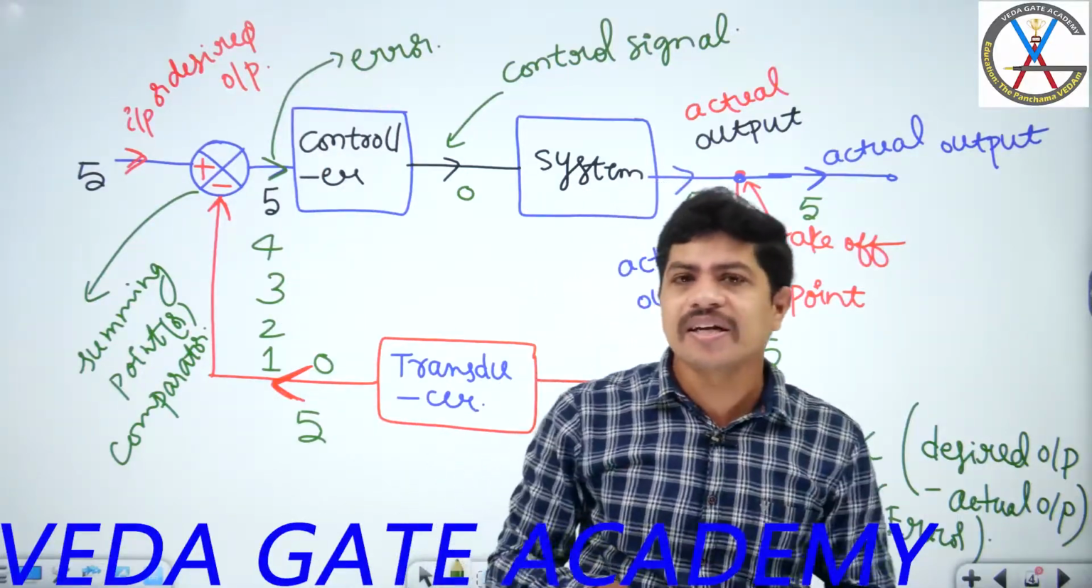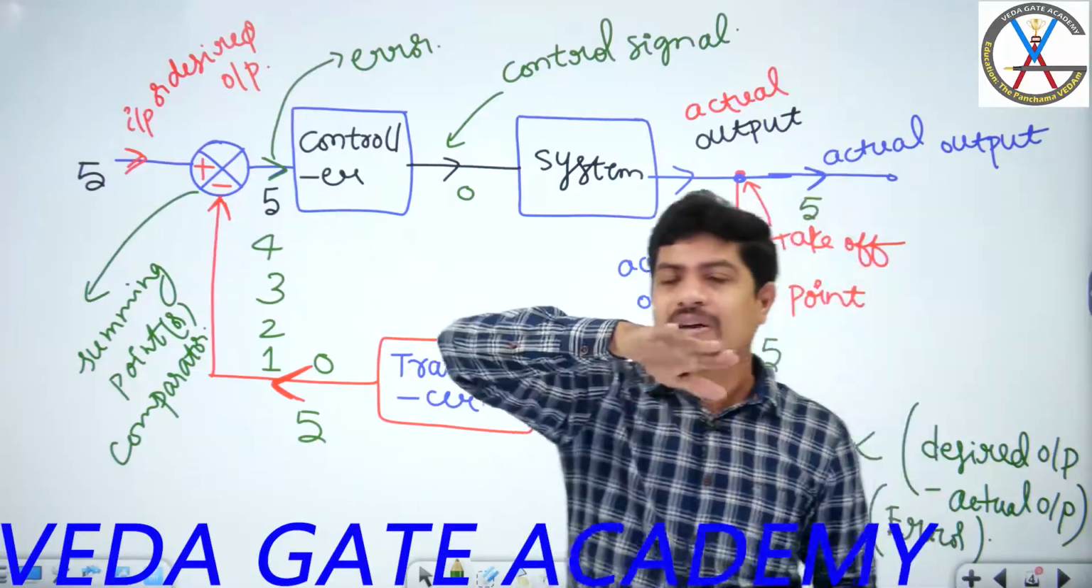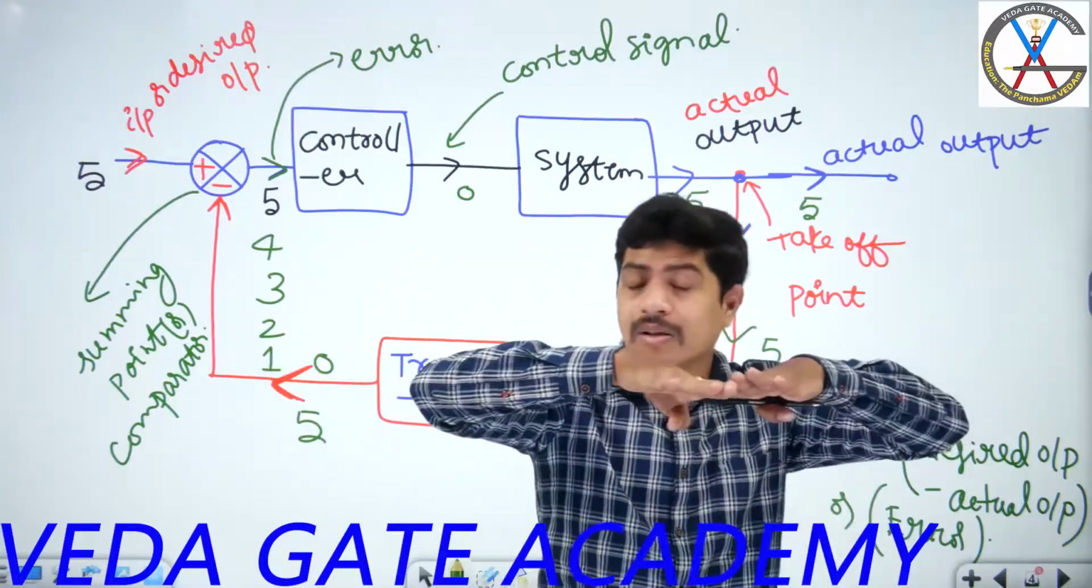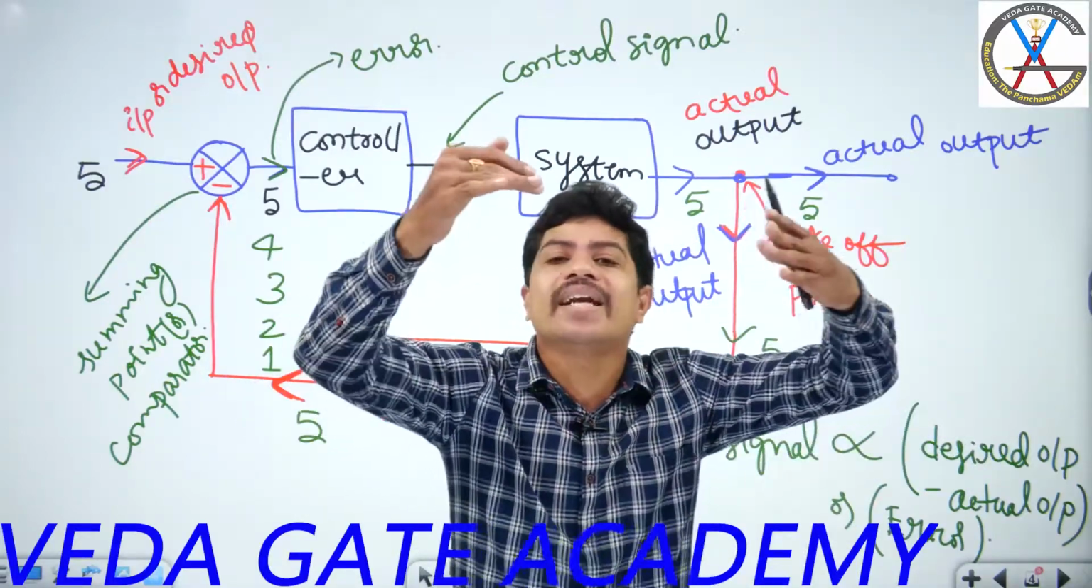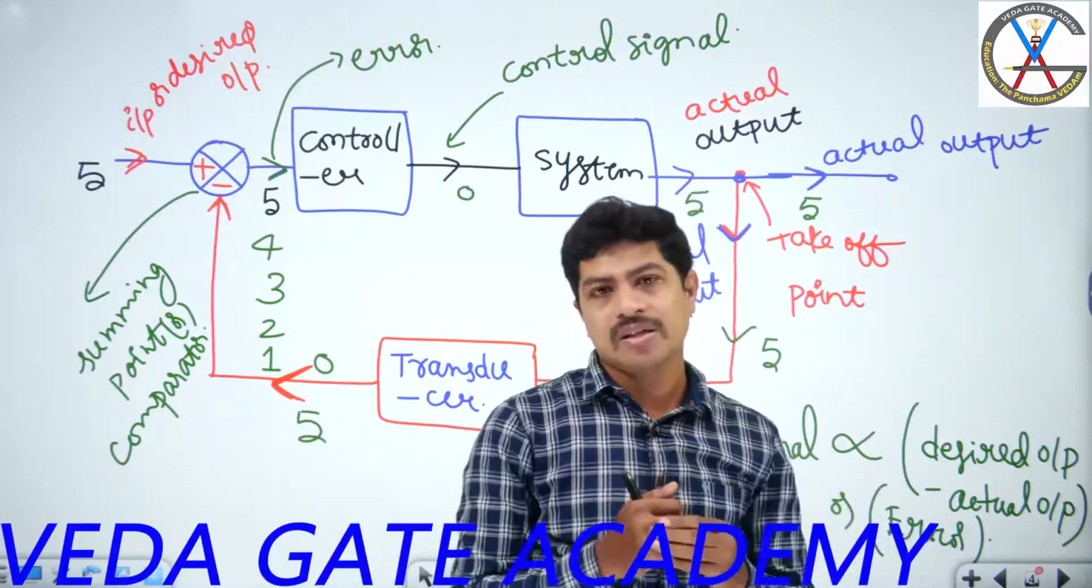Finally, then I can say that that is a system which is required for me. Yes, initially definitely error will be there. This error only makes your system move. But finally, once the lift stops exactly at the 5th floor, then we can say that steady state error is 0. We are concentrating mostly on steady state error.